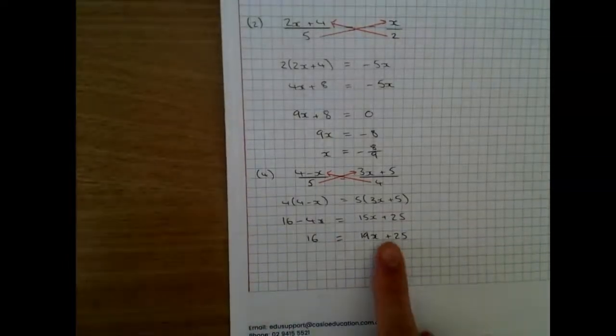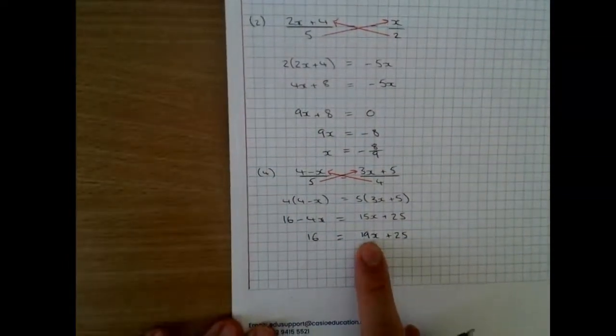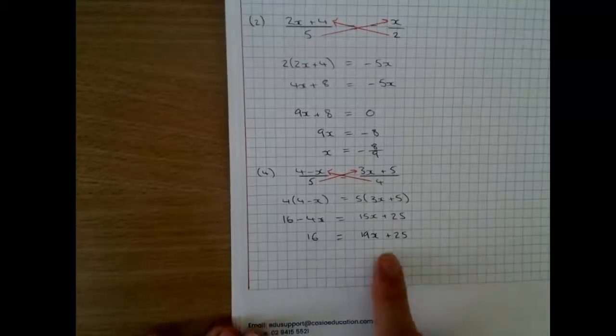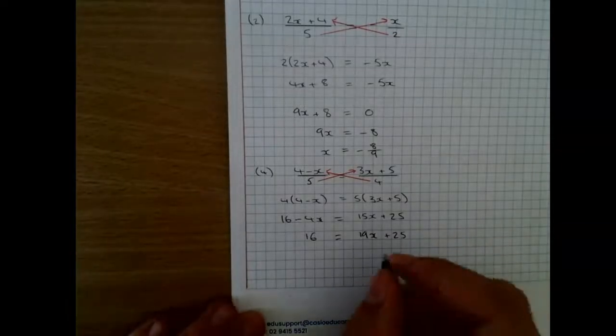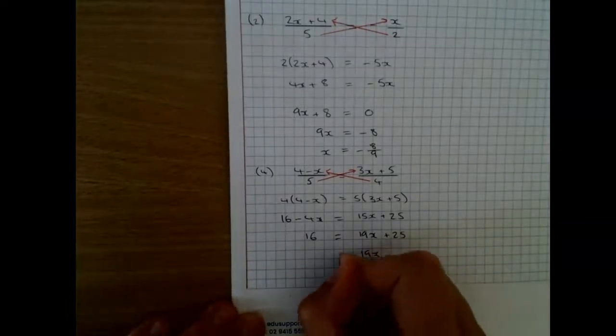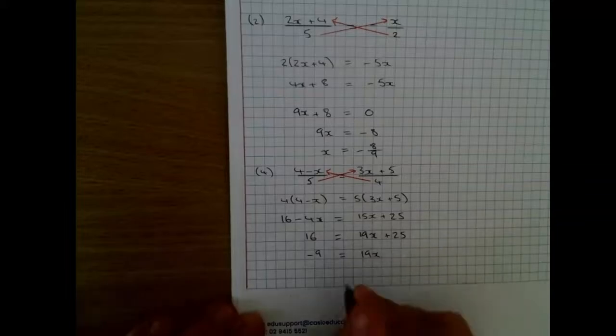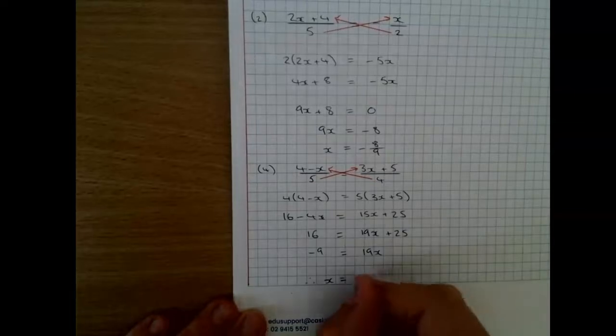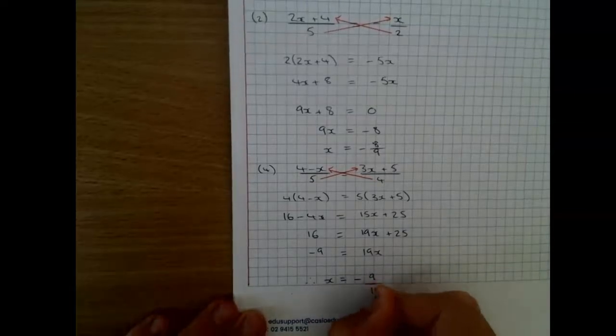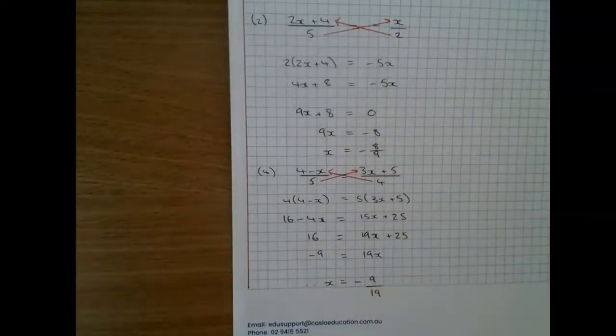And then, if I want to get 19x by itself, if I subtract 25 from both sides of the equation, then I'll have minus 9, so 19x would be equal to minus 9, and therefore x would be equal to, divide both sides by 19, so it would be minus 9 over 19.